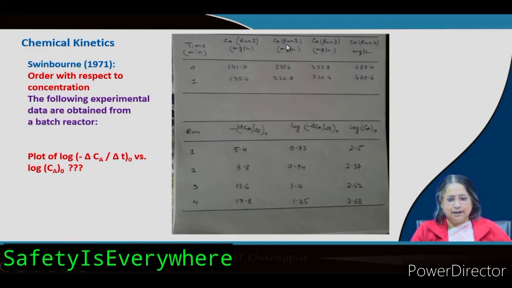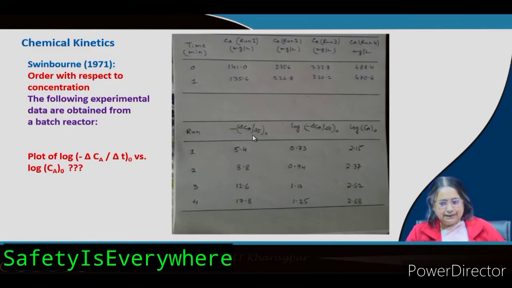There are run 1, run 2, run 3 and run 4, and then you have to put it in a table. So, there are 4 runs, first run, second run, third run, fourth run, and then here the calculated values. This is the difference, delta Ca, delta T is 1 here. So, the difference by 1. So, the difference is 5.4 here. In this case it is 8.8, in this case 12.6 and 17.8 here.